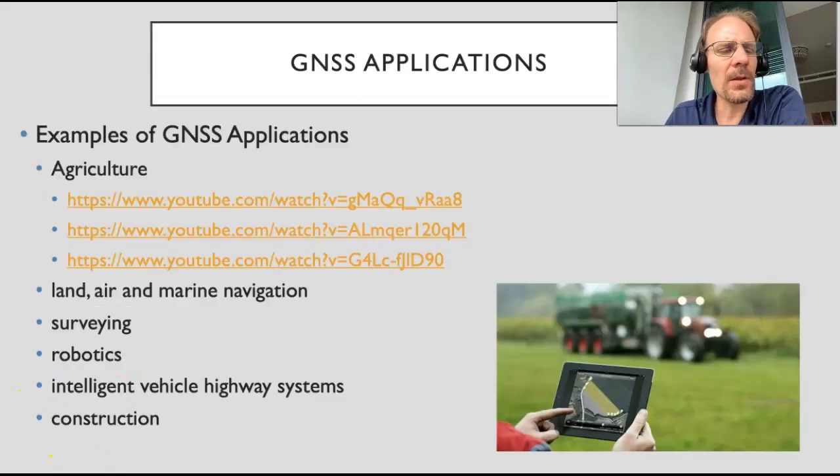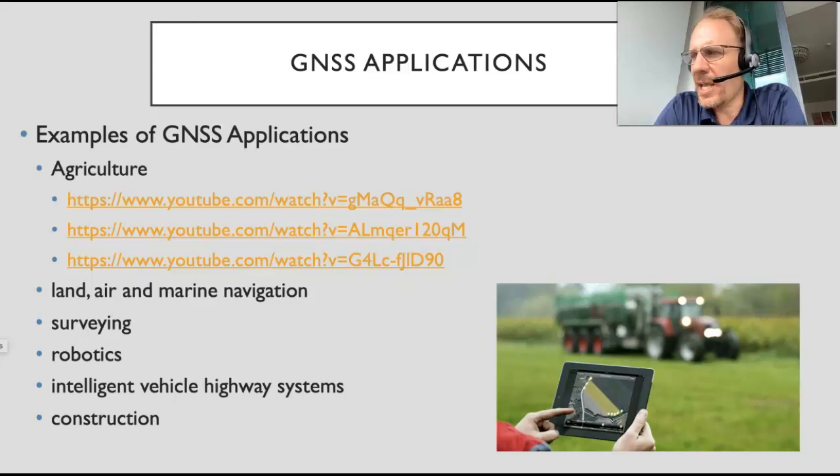Here on this slide, I have some examples of how GNSS is used in many different applications, including agriculture. You can see several YouTube links here, and you can go type those links in and go to them. Hopefully in a regular class lecture we'll be able to use some of these links, but I encourage you to watch those. They show different applications of GNSS systems in agriculture.